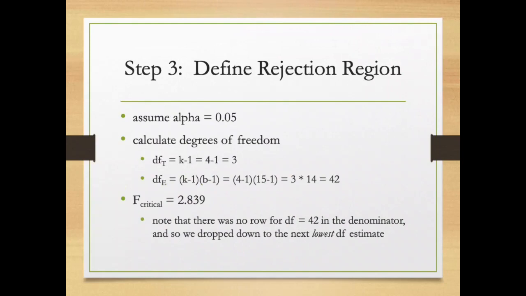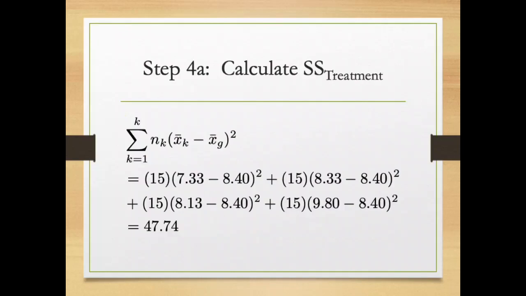In the present example, the F critical that we are using is exactly the same between the two analyses. But this is only because there is no row for a denominator degrees of freedom of 42, and so we dropped down to the same degrees of freedom value that we used for the independent groups analysis. The sum of squares for the treatment effect is similarly identical, owing to the fact that we did not partition the treatment variance any further for the dependent groups design.